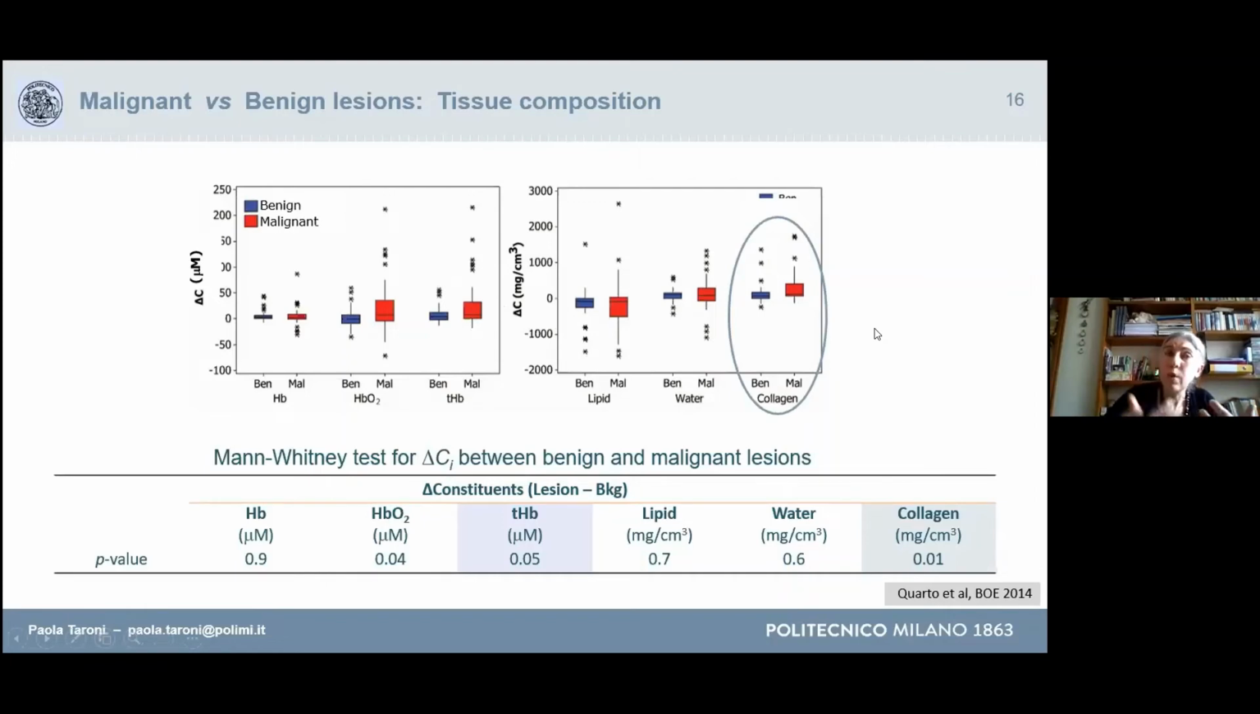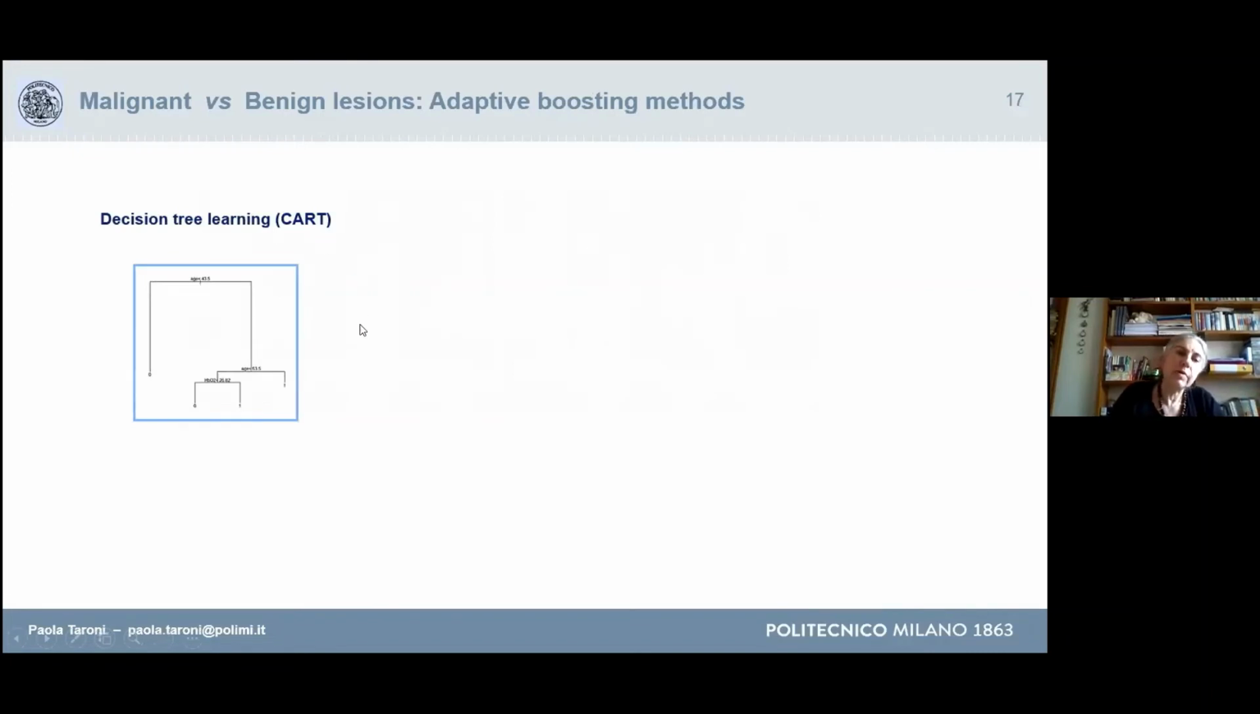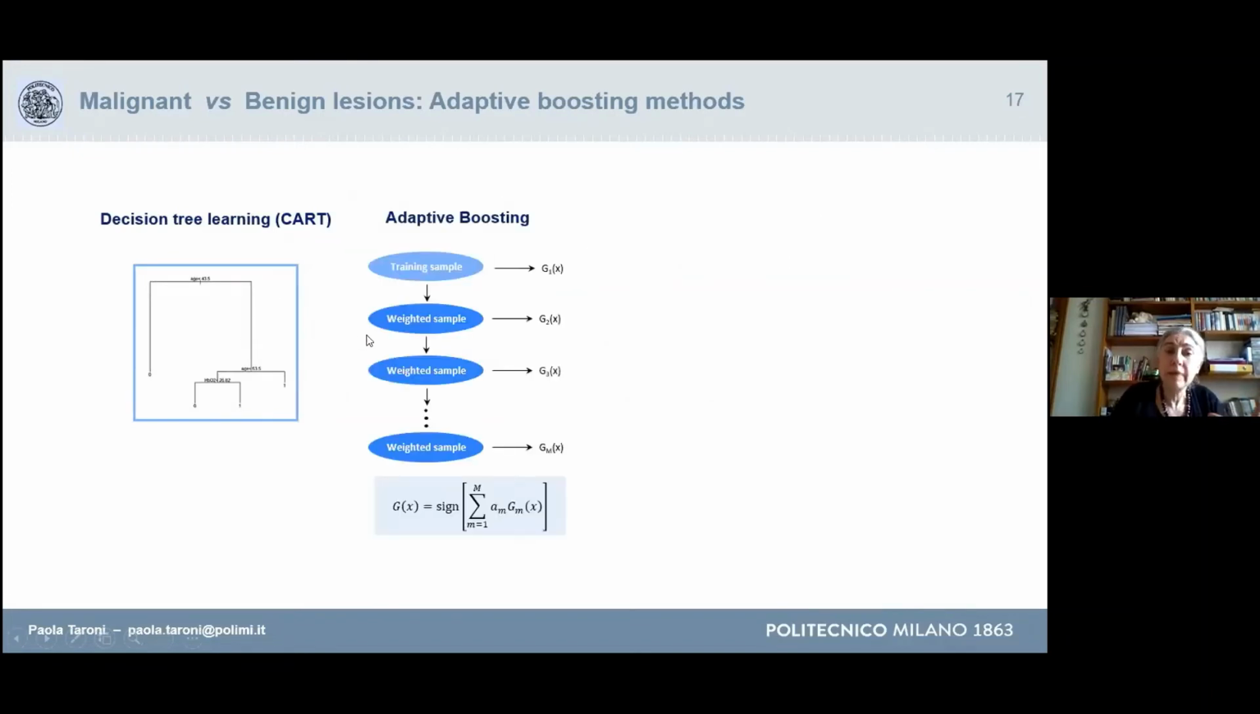So we try to exploit all these differences together using a recursive binary splitting followed by adaptive boosting to try to improve the cases that were initially misclassified. And we did that considering tissue composition that we measure by optical means and the other risk factors that are always known from the anamnesis of the patient.